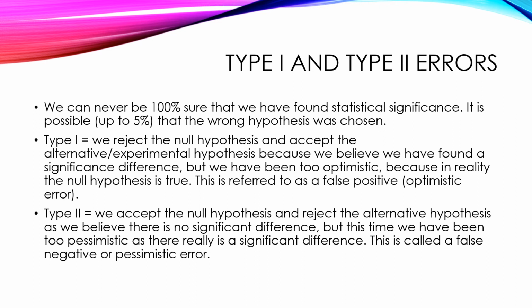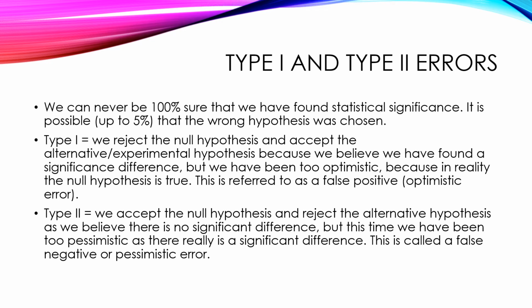So a type 1 error is called a false positive. This can be remembered by being optimistic. So it's an optimistic error. This is where we truly believe that we have found statistical significance when actually we haven't. So what we do is reject the null hypothesis.